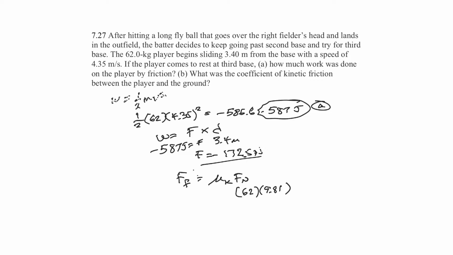So 172.5 is equal to mu sub k times that. So let's divide it out: 172.5 divided by 62 divided by 9.81. And it looks like we have mu sub k equals 0.2836, which we're rounding to 0.284. And that's B.